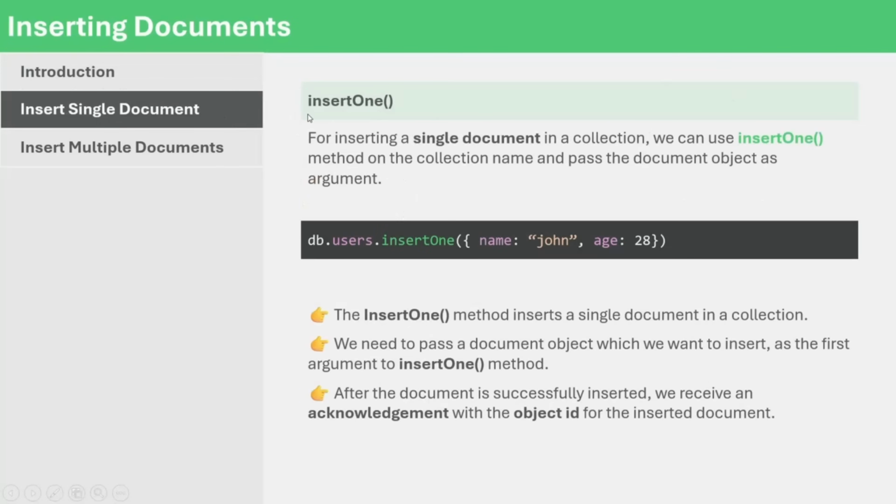The insertOne method is used for inserting a single document in a collection, and we can use it on the collection name and pass the document object as an argument. For example, if I want to insert a new document in this users collection, on that users collection I need to call the insertOne method, and pass the document which I want to insert. If the document is successfully inserted, we also receive an acknowledgement with the object ID for the inserted document. Let's see this in action.